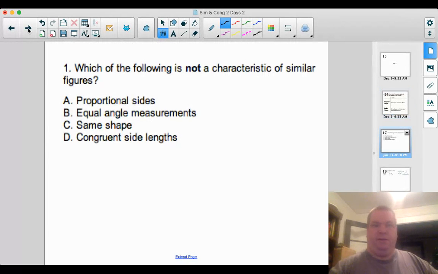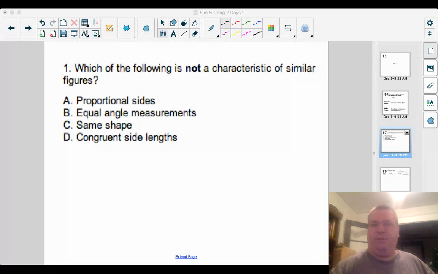All right, so we're going to start with this. Which of the following is not a characteristic of similar figures? I'm going to pause it here and have you vote A, B, C, or D, what you think, and then we'll resume.